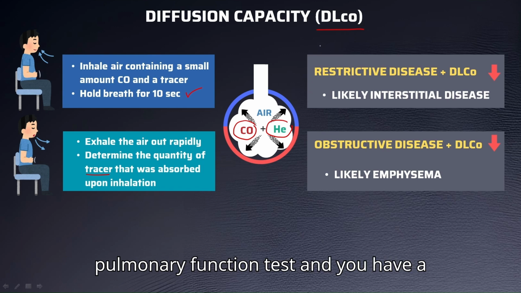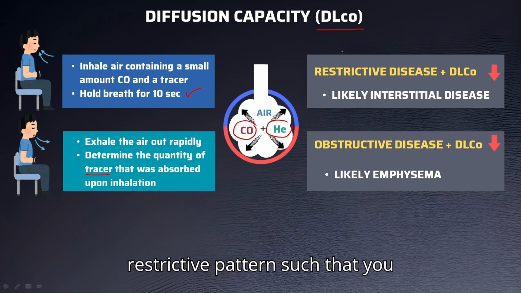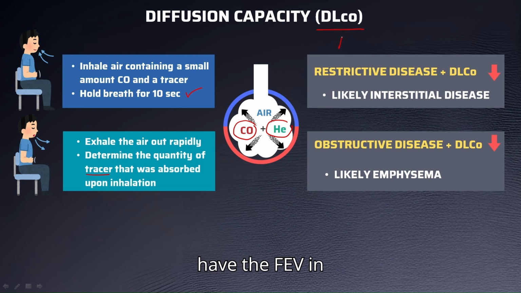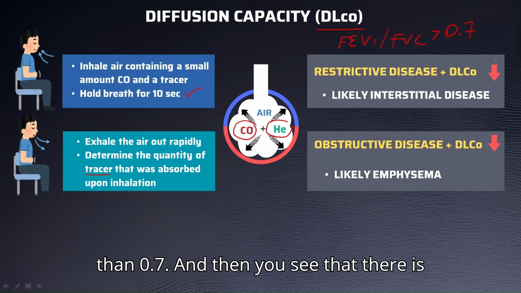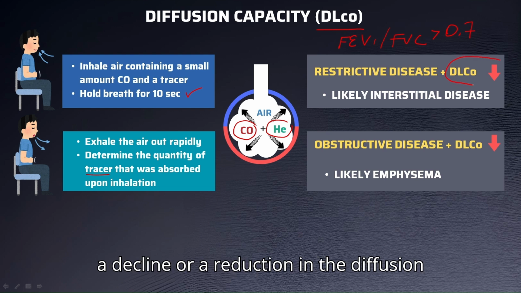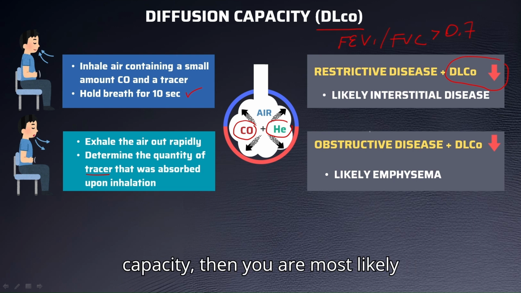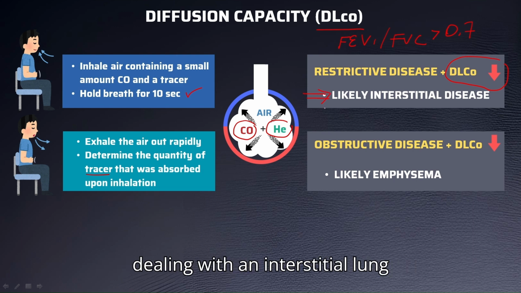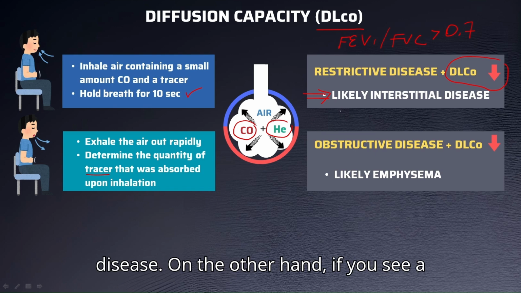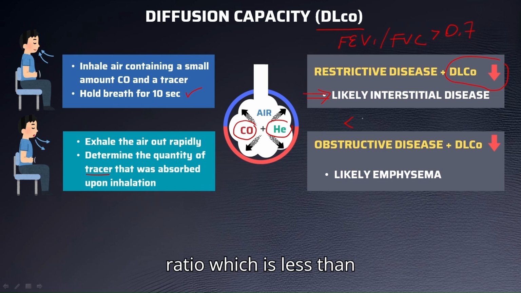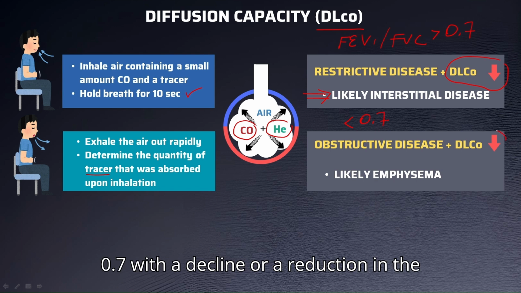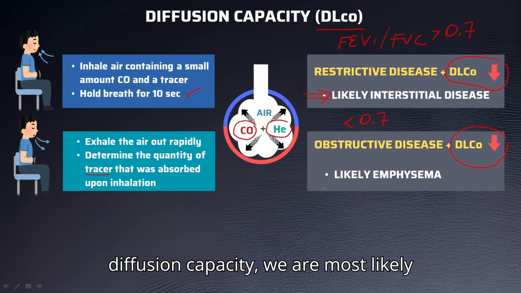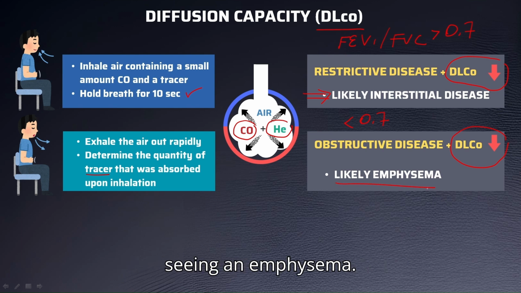So let's say you did a pulmonary function test and you have a restrictive pattern such that you have the FEV1 to FVC ratio being greater than 0.7, and then you see that there is a decline or a reduction in the diffusion capacity, then you are most likely dealing with an interstitial lung disease. On the other hand, if you see a ratio which is less than 0.7 with a decline or a reduction in the diffusion capacity, we are most likely seeing an emphysema.